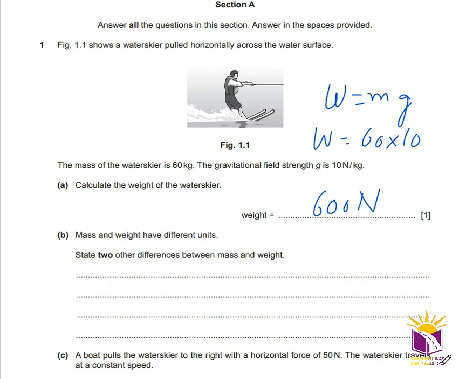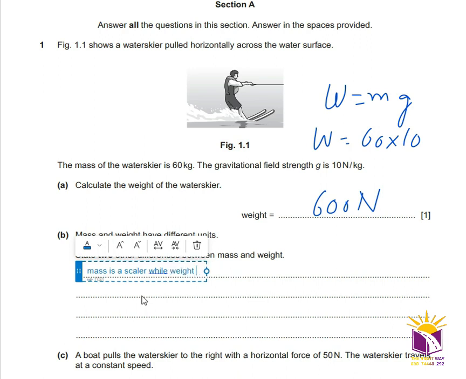Question number 1 part B. Mass and weight have different units. State two other differences between mass and weight. So the first difference is mass is a scalar quantity while weight is a vector quantity.